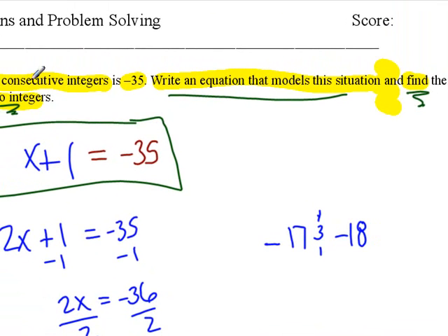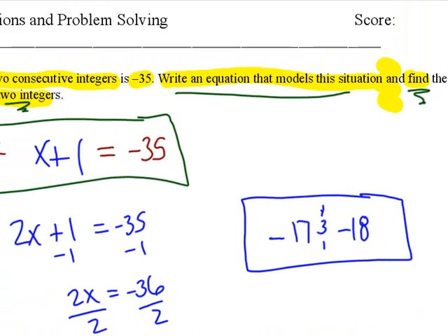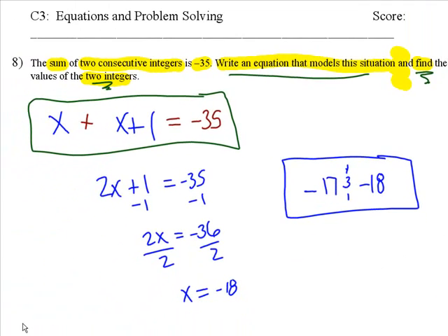Let's just check them. Are they consecutive integers? Yes, they are. If I add them together, do I get negative 35? Yes, I do. So this is my answer. It has to be right. It can't be wrong. That's number 8.